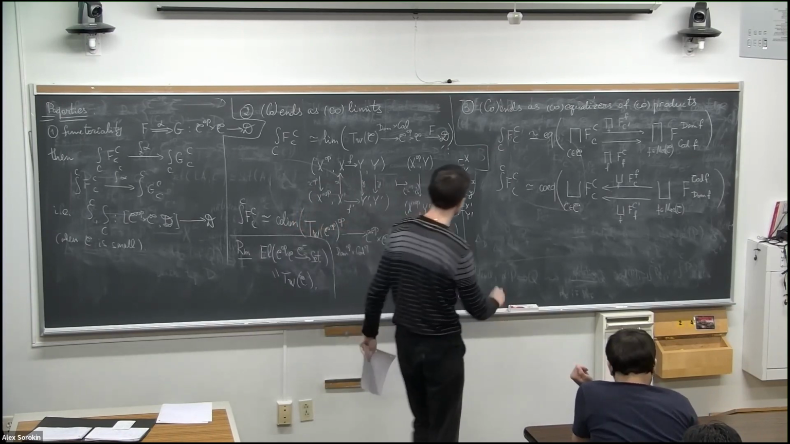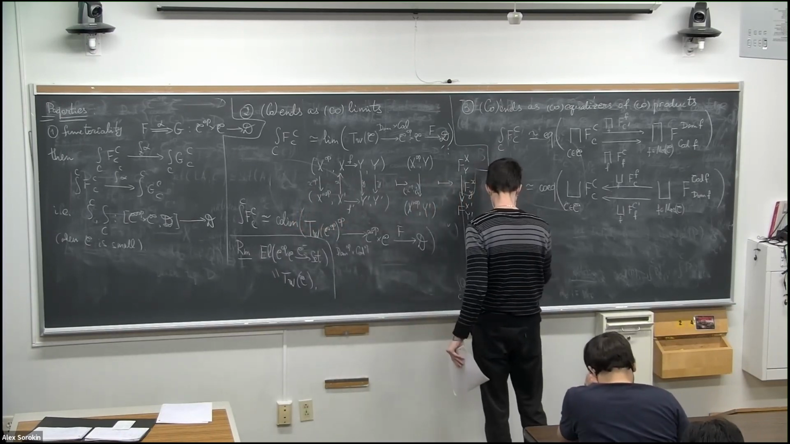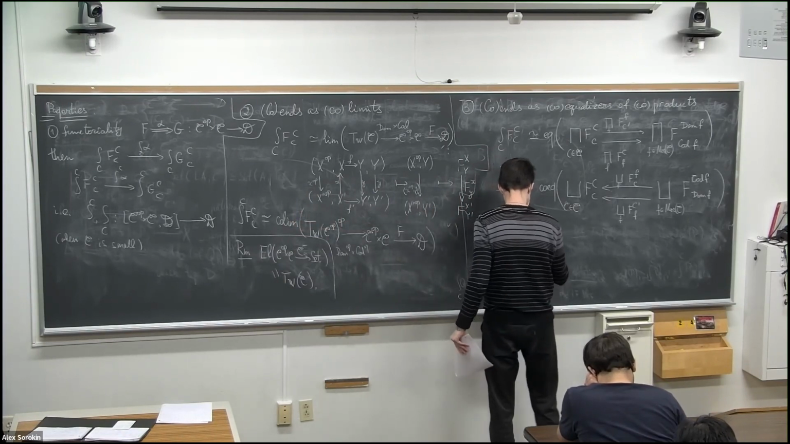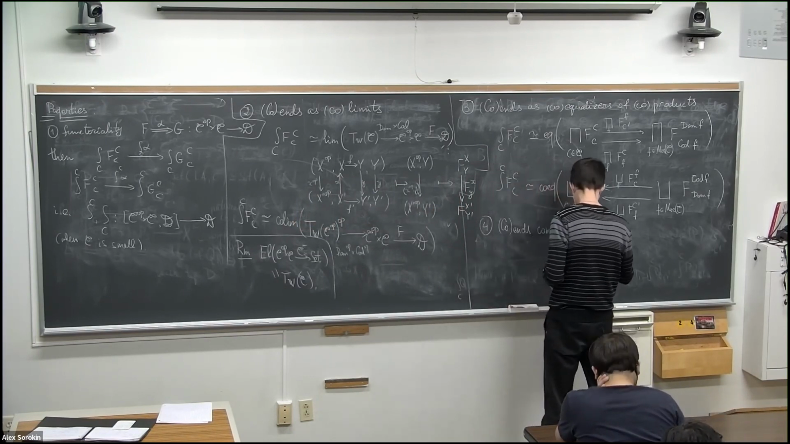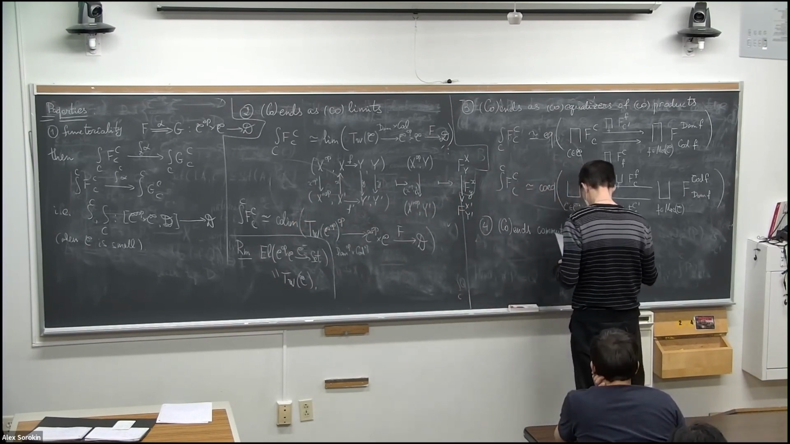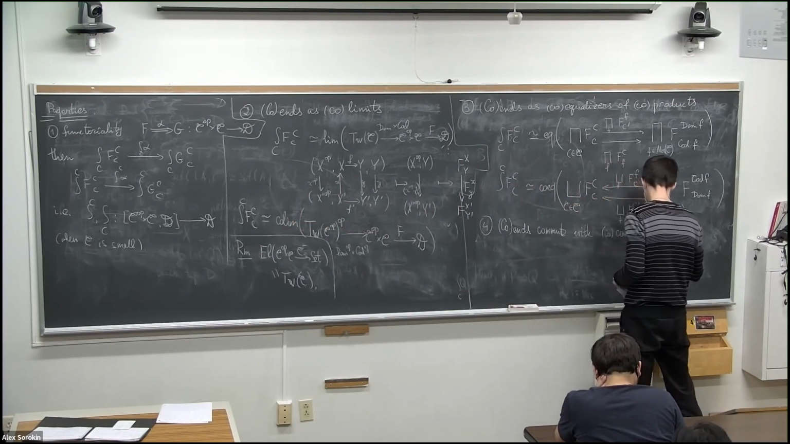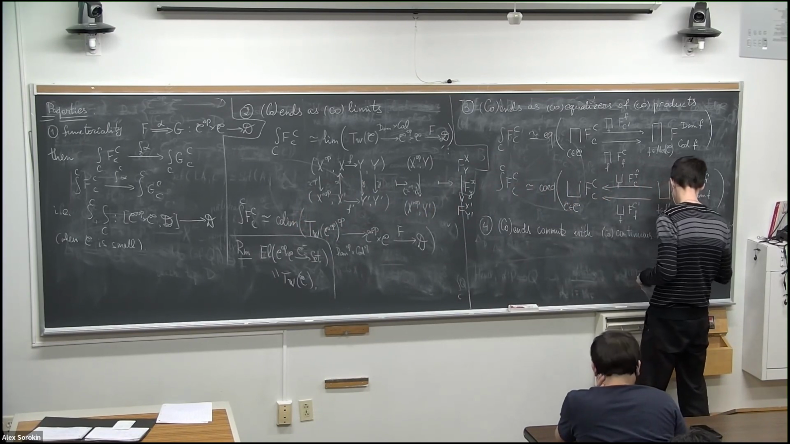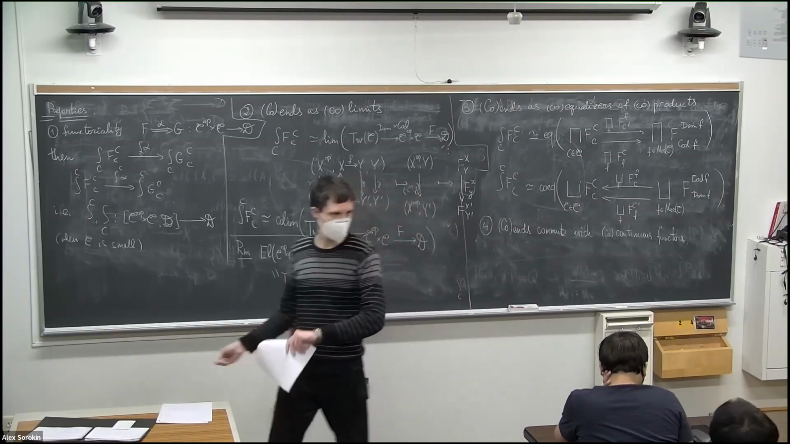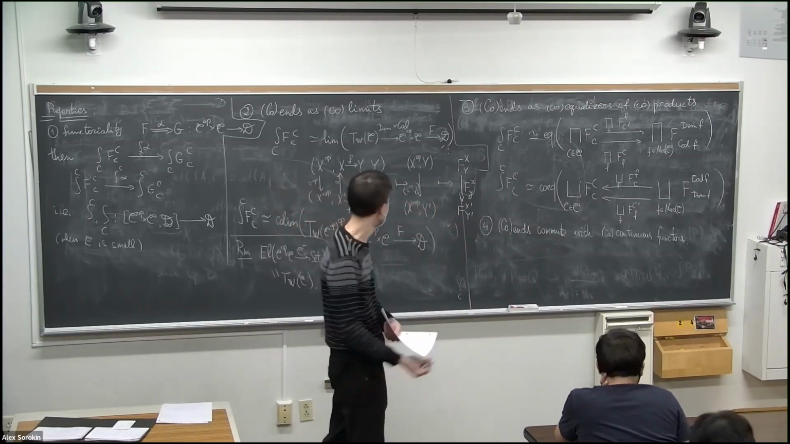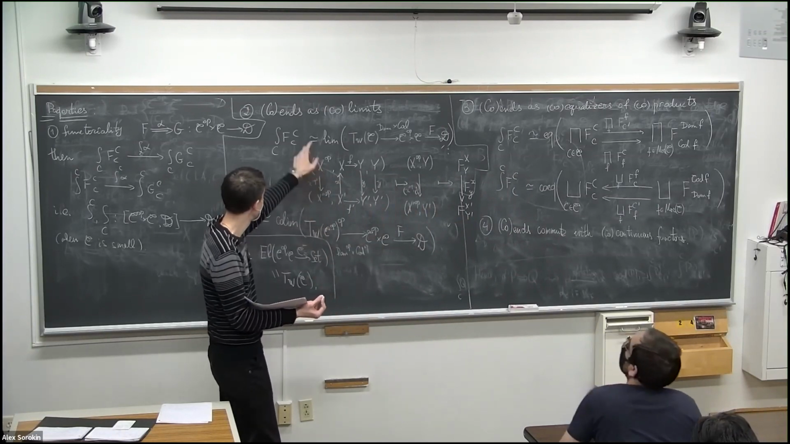Property number 4. Ends commute with continuous functors, and coends commute with co-continuous functors. Well, that's obvious, since we can express end and coend as limit and colimit.